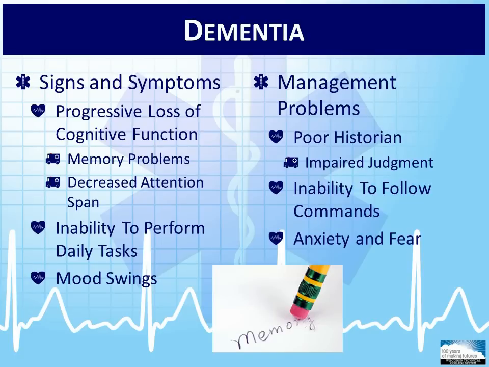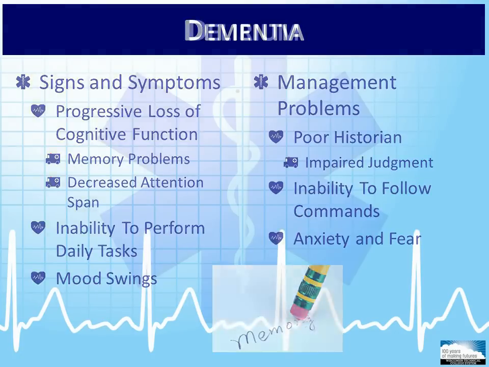Again, remember that advanced age does not always correlate into the development of dementia. True, some elderly patients may have some slight problems with their memory, but that does not mean they have dementia. Perform a thorough patient assessment and refrain from making assumptions.